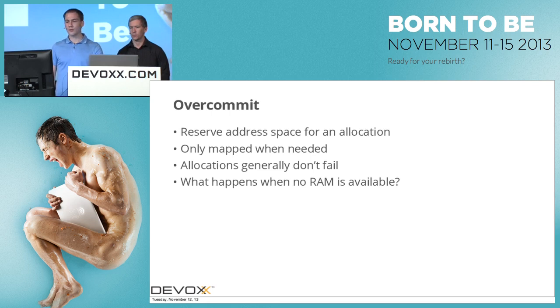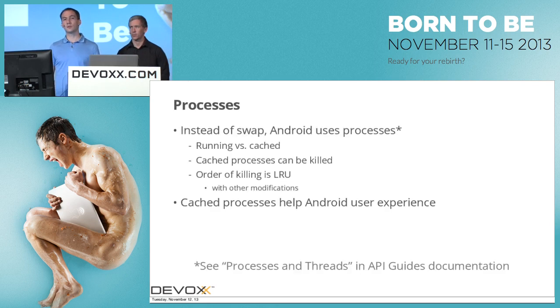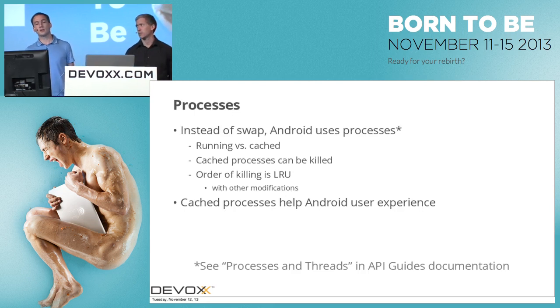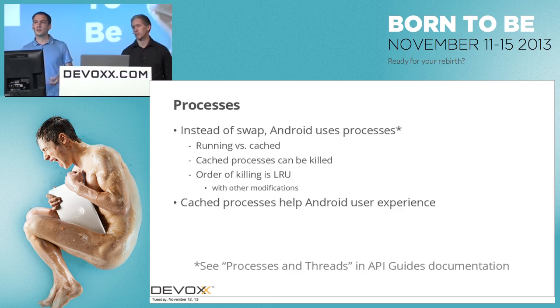So the big problem with overcommitting is what happens when we don't have the RAM for that memory that we've already reserved. And like I mentioned, Android does not do swapping. So instead, we use processes as a swap mechanism. We have two types of processes. We have the running processes and the cache processes.